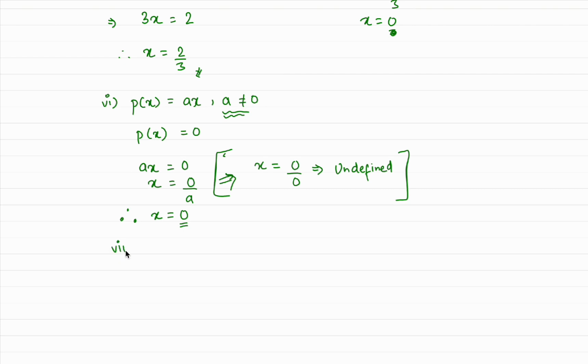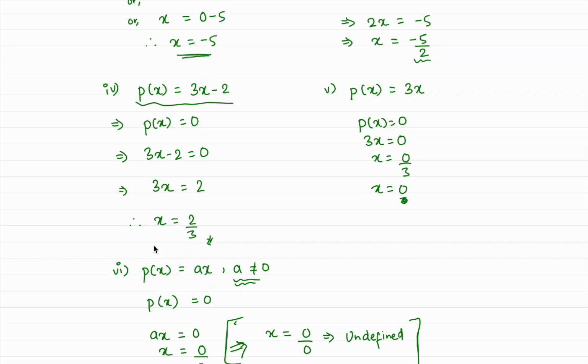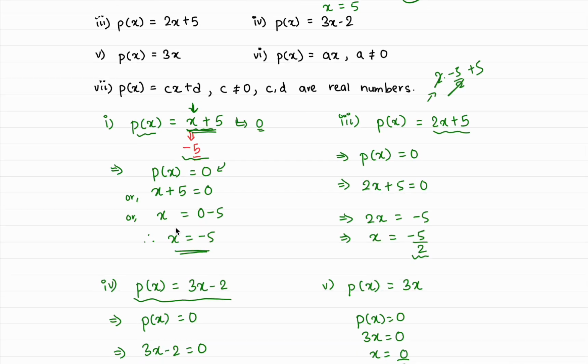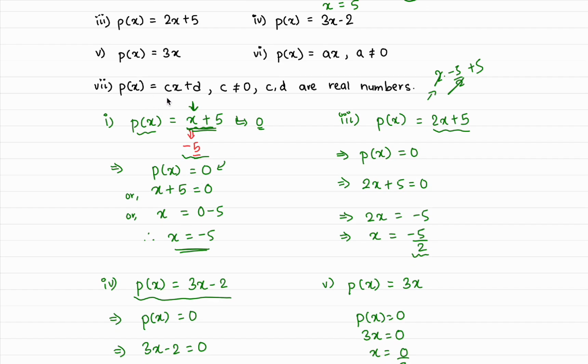Now let's do the 7th one. So our 7th one is p(x) equals cx plus d. Again, here we have c is not equal to 0. This is again similar to the 6th question, okay? And c and d are real numbers, which are also contexts that are important but not necessary, okay?